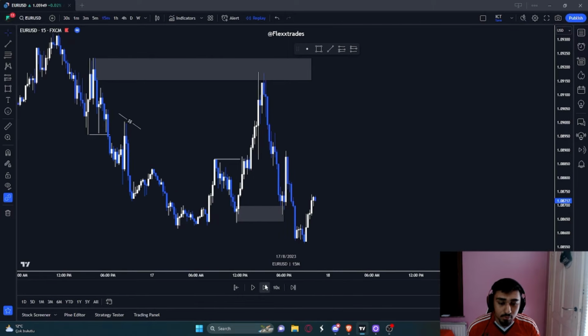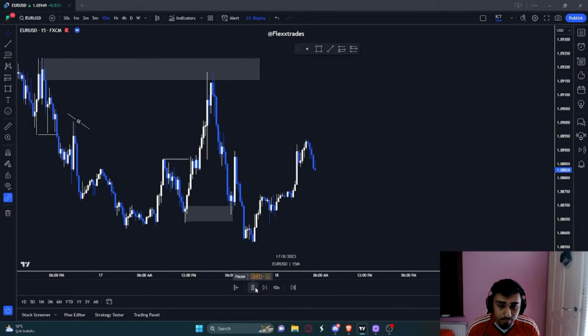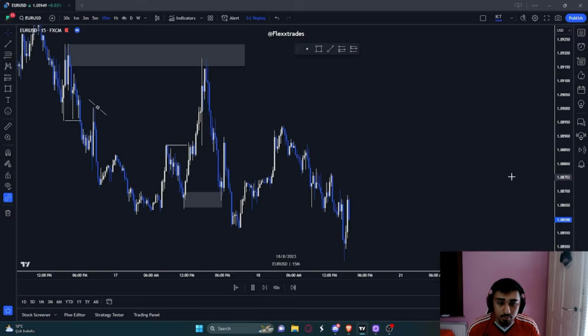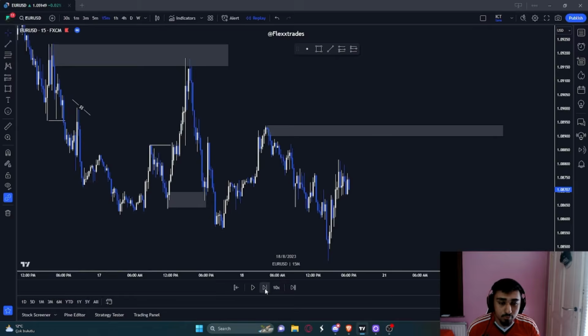Now let's see. Looks like we are going to break structure. We're simply going to wait. No break of structure yet, so we're not going to mark any supply zones yet. Okay, we have another break of structure here, so we're going to mark out our supply zone right here. Let's see how that goes.